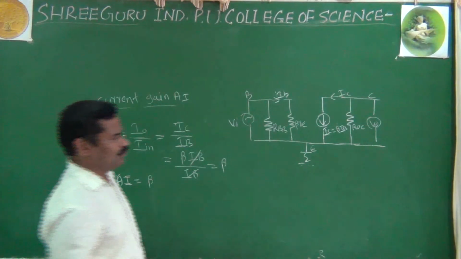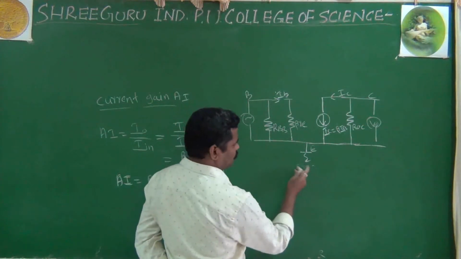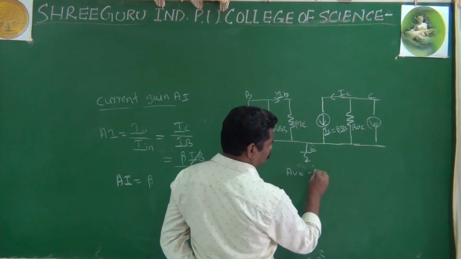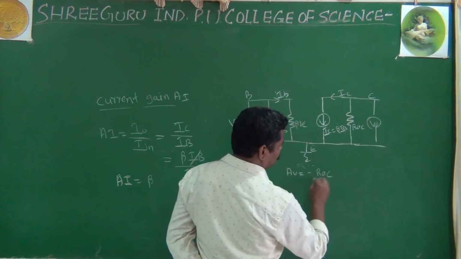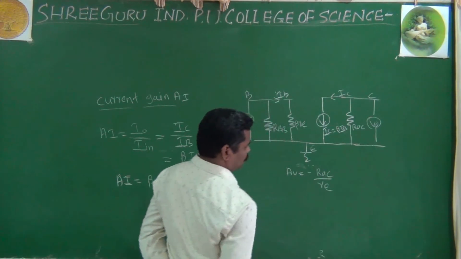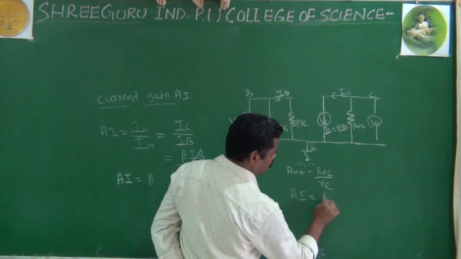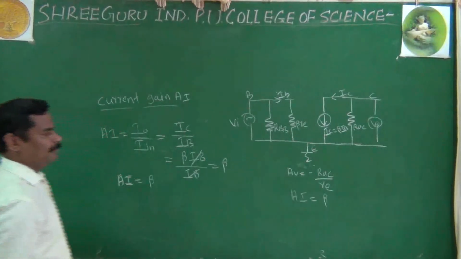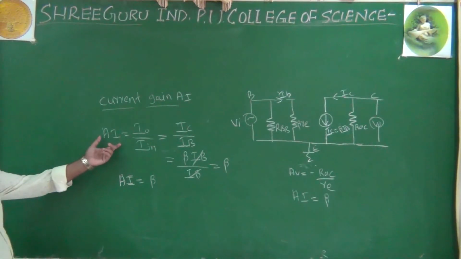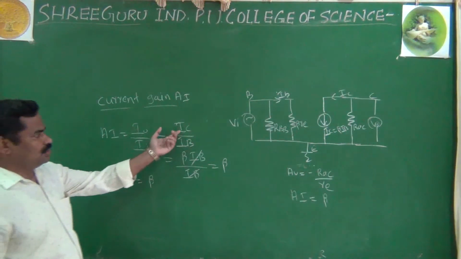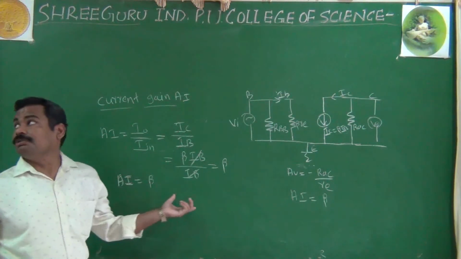Here, the first important parameter, voltage gain, AV equal to minus RAC by RE. At the same time, AI is nothing but beta. Current gain is output current to input current, where output current is IC and input current is IB. Then you can simplify this.